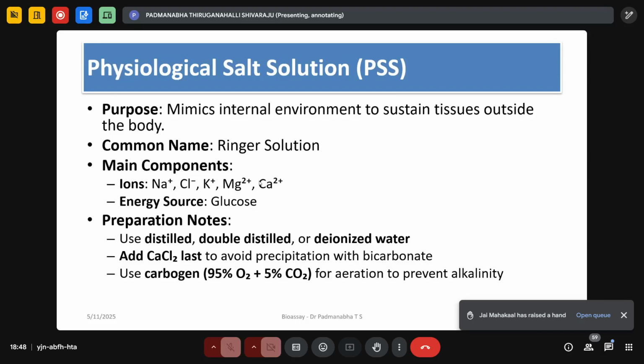Usually it is prepared using distilled, double distilled or deionized water, and the steps have to be carried out very carefully. If you add calcium chloride in the beginning itself, it will precipitate with bicarbonate. To avoid it, you need to put the calcium chloride in last. And use carbogen, that is 95% oxygen and 5% carbon dioxide, for aeration to prevent alkalinity. So this has to be maintained. Aeration has to be maintained properly.